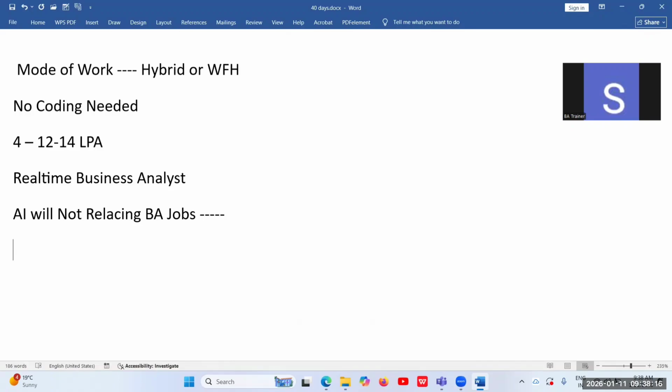The next one is: who all are eligible to become a business analyst? Anyone who holds a bachelor's degree, or anyone with a career gap, or if you're planning to transition your career from non-IT to the IT sector, or if you're a fresher. If you hold any specialization in graduation, it could be BCom, BTech, MTech, MCA, MBA, any graduate with any specialization can become one.